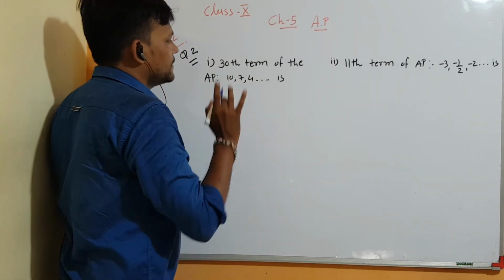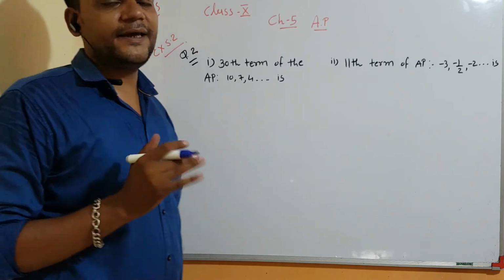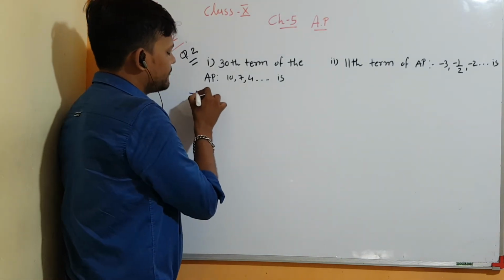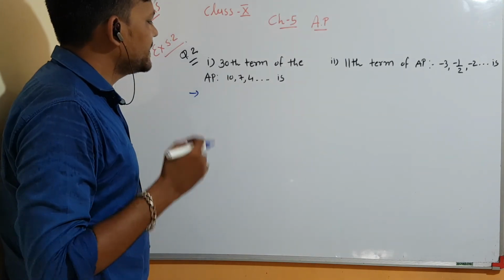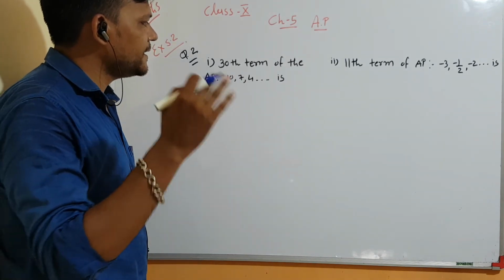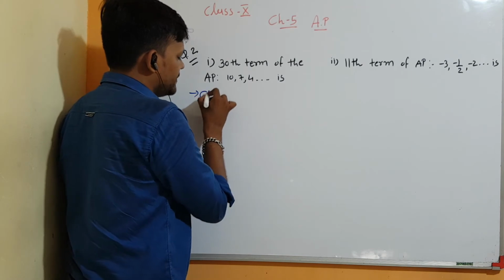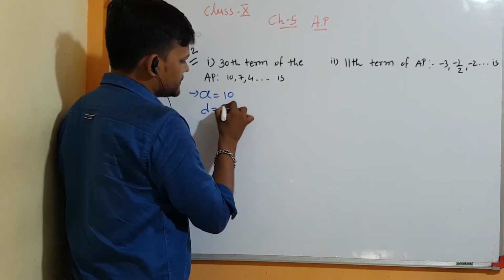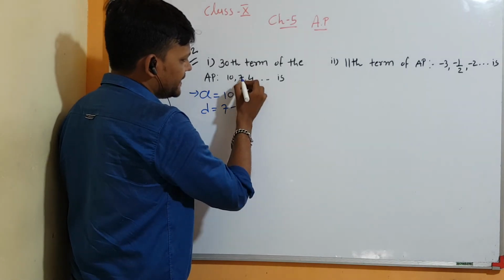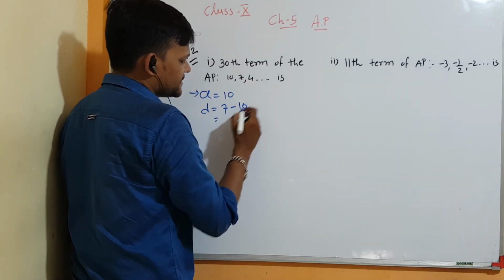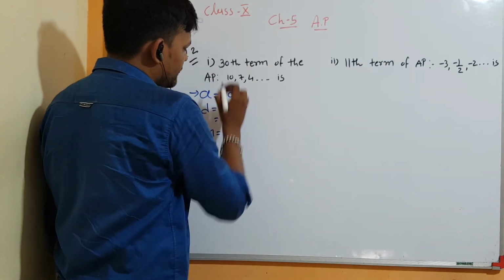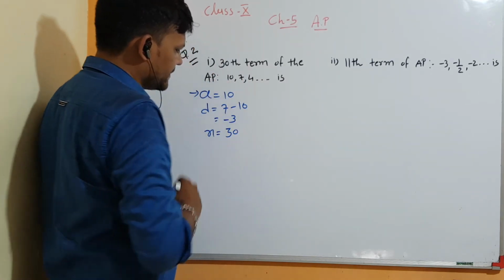That means you have to apply the formula of An, which is a plus n minus 1 into b. But for that हमारे पास क्या होना चाहिए, वैल्यू ऑफ a and वैल्यू ऑफ b. So here a equal to 10, b equal to 7 minus 10, है ना? b is a2 minus a, that means 7 minus 10 equal to minus 3. और जो n है, कौन से नंबर का टर्म आपको फाइंड करना है, 30, तो n equal to 30, right?